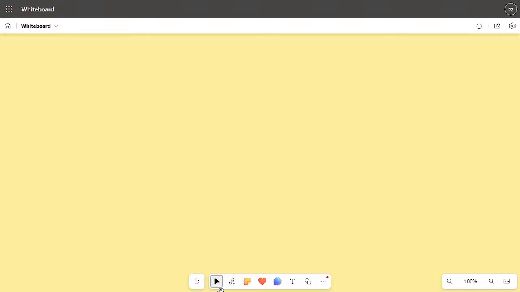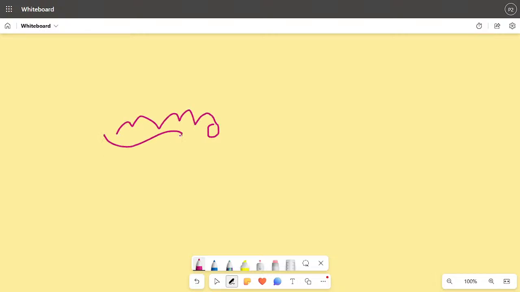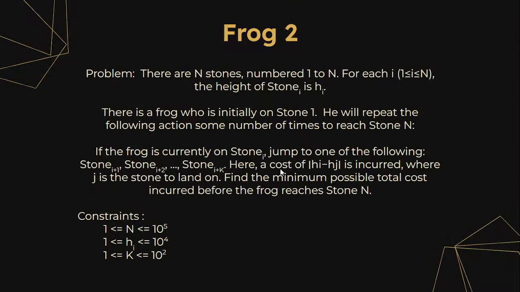Yeah, so I think we should discuss, as this is literally the same thing, just instead of checking one stone behind, we will check k stones behind. As n times k is 1e7, I think that will pass.